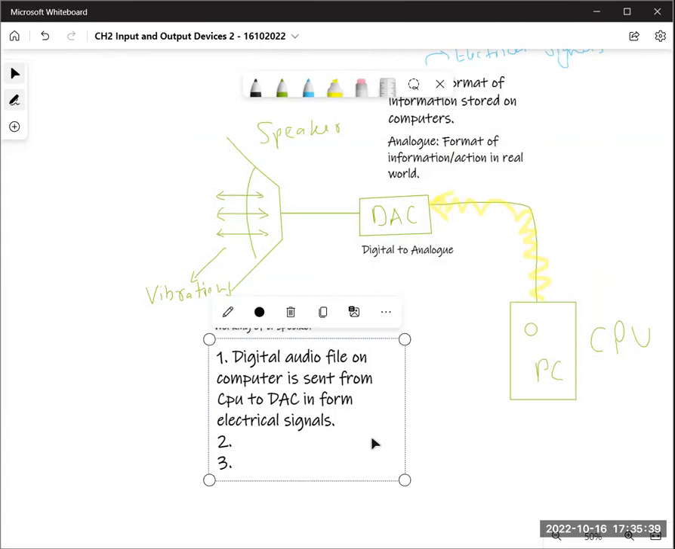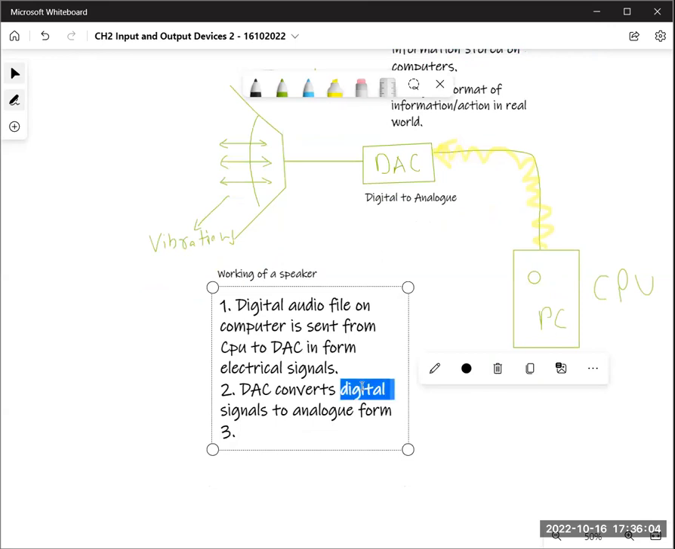Something similar, right? Now, the digital audio file on the computer is sent from the CPU to the DAC in the form of electrical signals. And what happens after that? The DAC converts the electrical signals, or let's just say digital signals, to analog form. Then what happens is the drum or speaker vibrates.